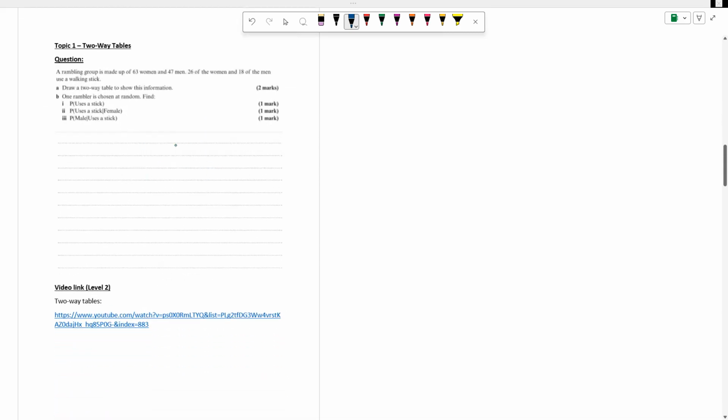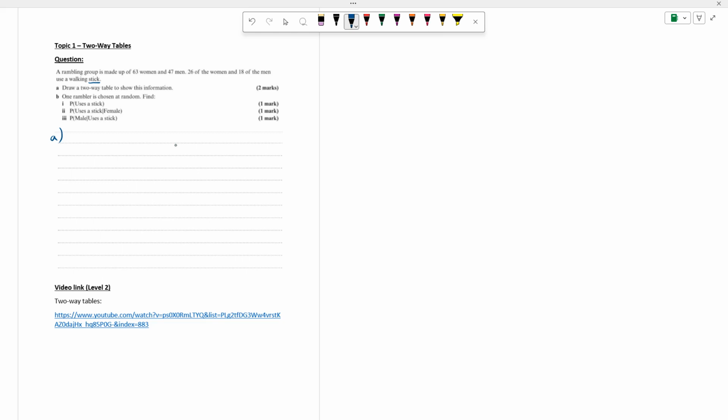So the first one is we've got 2A tables. We've got a rambling group made up of 63 women and 47 men. 26 of the women and 18 of the men use a walking stick. Draw a 2A table for this information. So a 2A table is just a way of presenting this data for us to use it for probability.